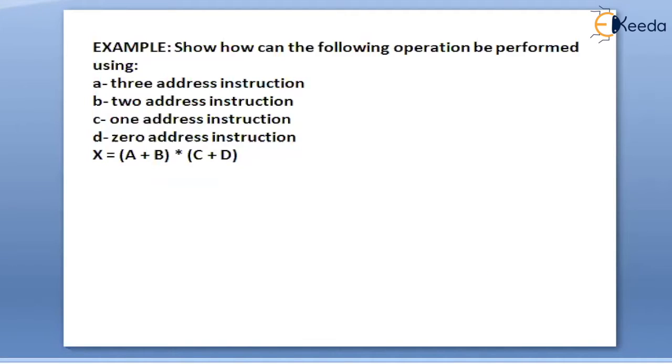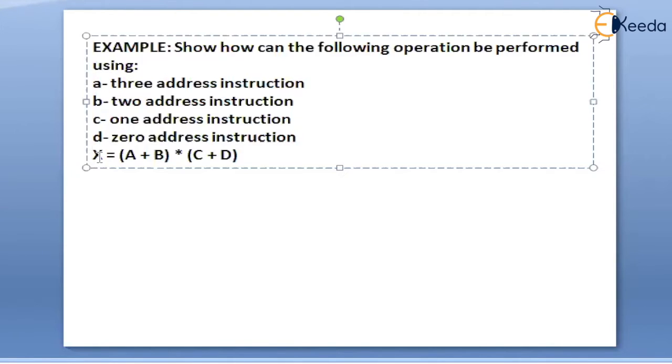Now let us see. In my program, I'm executing this instruction. I want to evaluate this expression. This is an expression written in a high-level language program, either in C or C++ or whatever. Now I want to evaluate this expression. But when I execute this instruction in different systems, how is this going to execute? Let us see. When I execute this instruction in different systems, which use three address instruction format, two address instruction format, and one address instruction format, how is this instruction going to get executed?